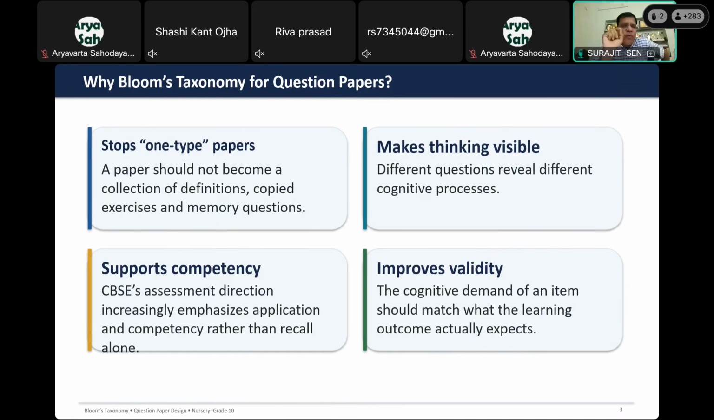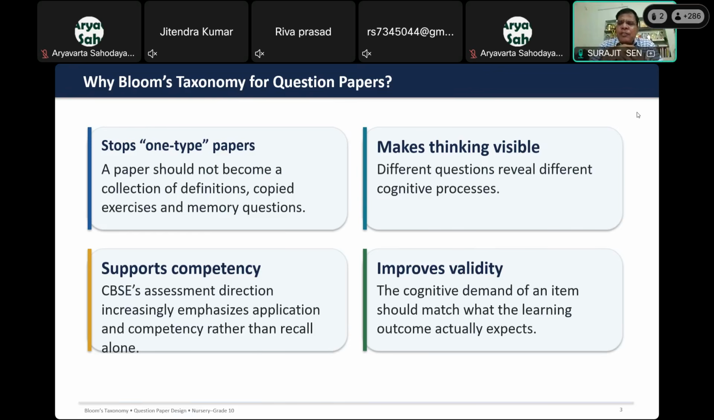First of all, it helps stop one type of paper. Those days of typical stereotype question paper making are gone. When you use Bloom's taxonomy, the paper does not become a collection of definitions, copied exercises and memory questions. It should not be like that, where you just sit, take out a reference book or a textbook, copy the questions, and place them on the paper. No, no, no. A paper should not become a collection of definitions only. It should be a variety of things that you will see.